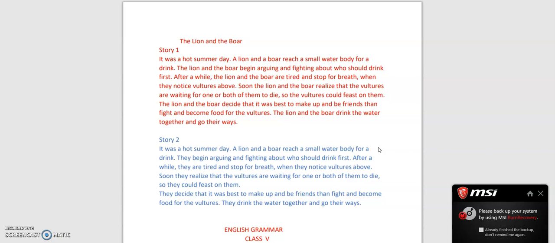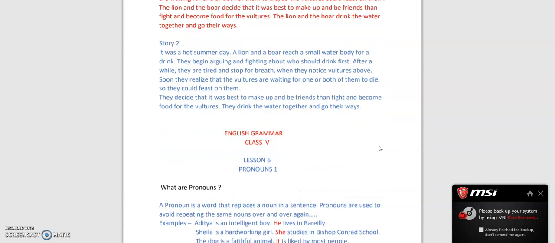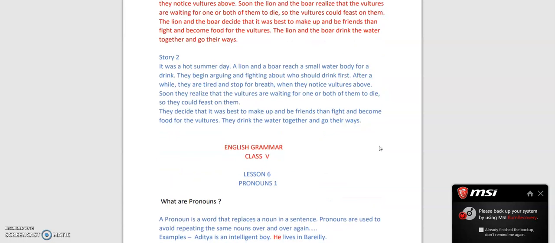Okay, so it's a nice story, but could you find out the error that is there? Yes, I know some of you have noticed the error, and that is in every sentence I was repeating the lion and the boar. Now, the correct version of the same story.